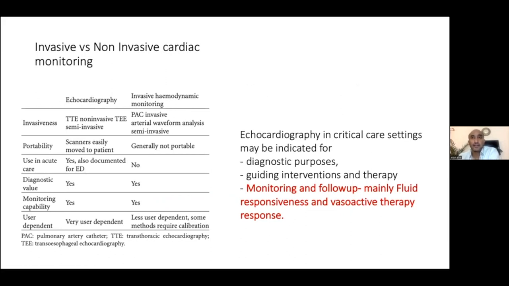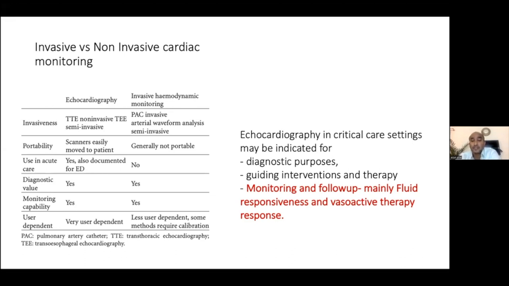What is the advantage? For the last 1 hour, 1 hour 15 minutes, we've been talking about mostly invasive monitoring. Echocardiography is one of the non-invasive cardiac monitoring methods that we have. It needs practice, a lot of practice and competency. So we need to make sure people attend workshops and have hands-on experience with echocardiography so that they can get clear images, which can help them in the operation theater, the emergency room, or the intensive care unit. The machines are also quite portable and can be transferred from one place to another.